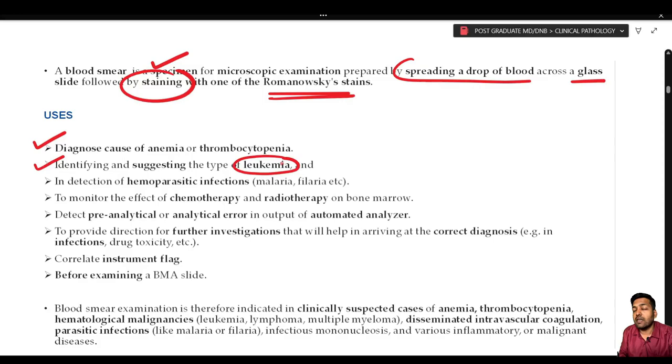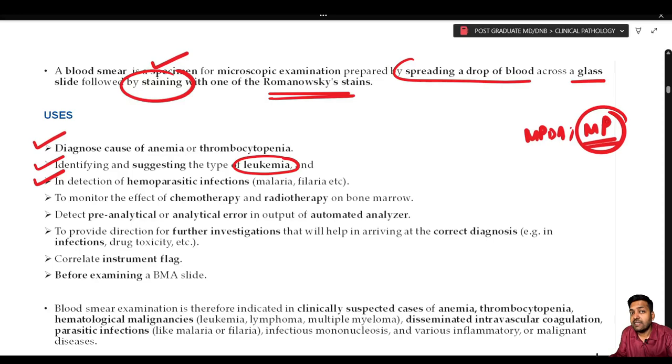In the detection of hemoparasitic infection, sometimes they are going to write down MPDA. Along with that they might also write down MP. When they are writing down just MP, that means a slide has to be made and you have to search for the malarial parasites in the peripheral blood smear.